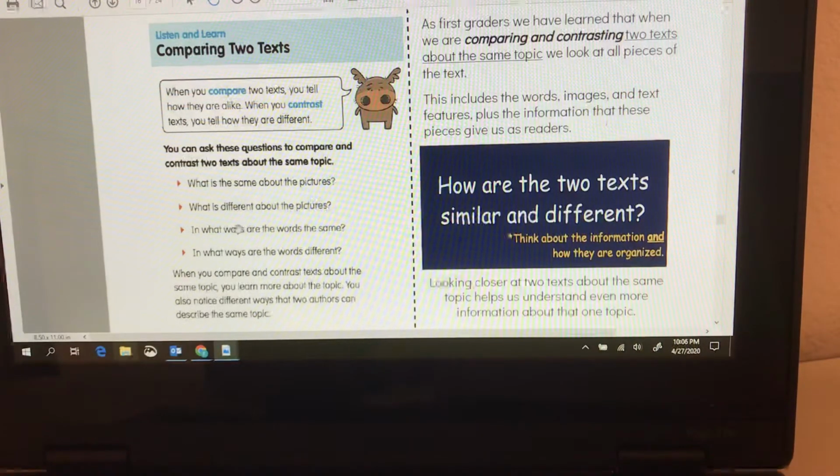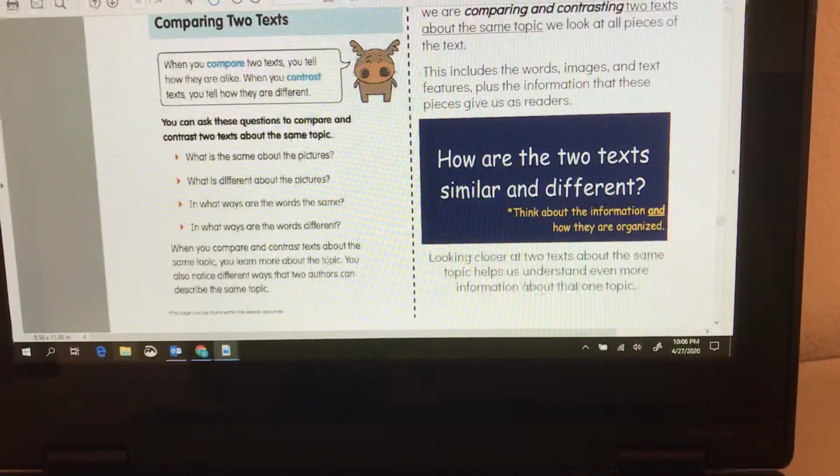In what ways are the words the same? Did you read anything that was similar, the same? Or in what ways are the words different? So did you see something, read something in the words that was maybe different from one text to the other? And of course, there are other questions you can ask yourself to compare and contrast, but here are just some of them.